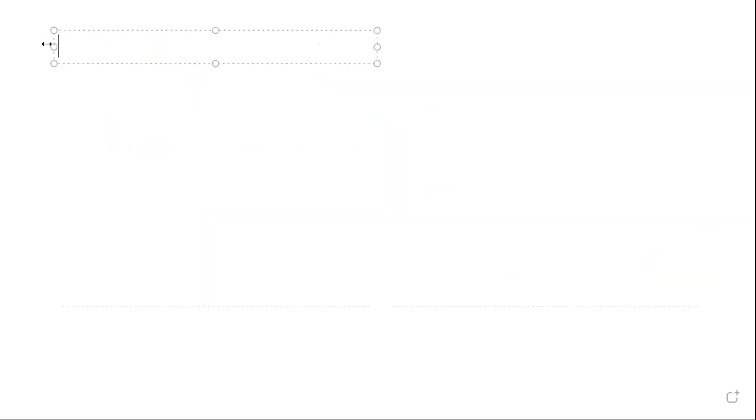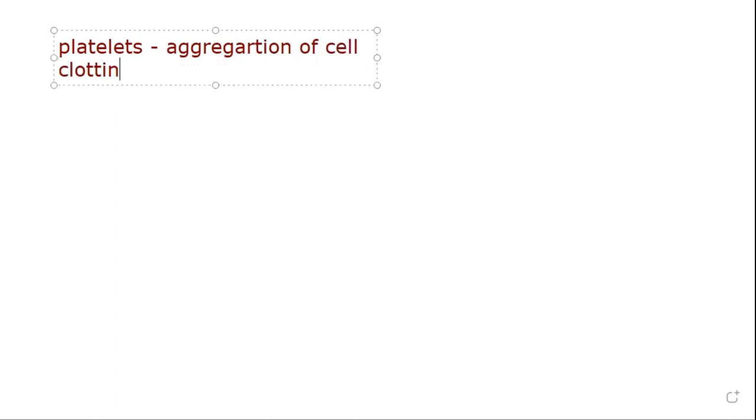Platelets are also called aggregations of cells. They are involved in the process of clotting. They secrete the enzyme thrombin, which helps in clotting of the blood.